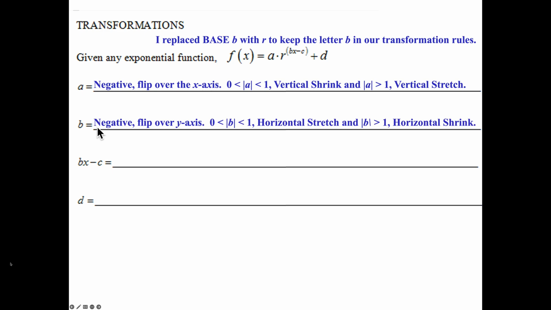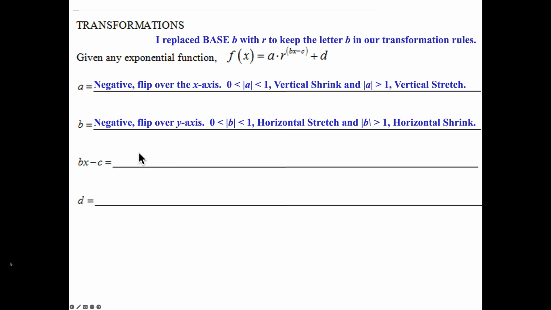B, remember B is just the opposite of whatever A is. Vocabulary, everything. If B is negative, it flips over the y-axis. If our absolute value of B is between 0 and 1, instead of vertical, it's horizontal. Instead of shrink, it's stretch. Remember, they might use the word compression for shrink as well. And if the absolute value of B, and that looks weird. What happened to my absolute value bar there? All right, so if our B is greater than 1, it's a horizontal shrink.